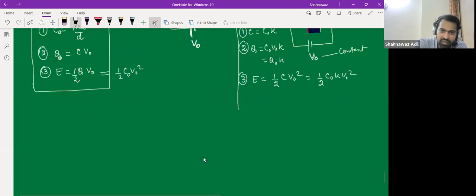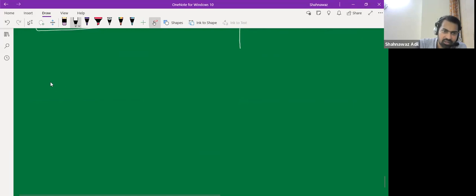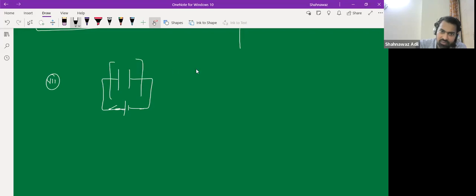And then we have the third case, in which the capacitor is charged but the battery is disconnected, so the switch is, let's say, off. If the battery is disconnected, then what would be constant? Q would be constant, which is, let's say, Q naught. So C would be again C naught K.